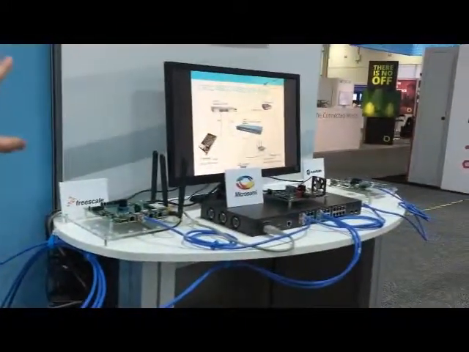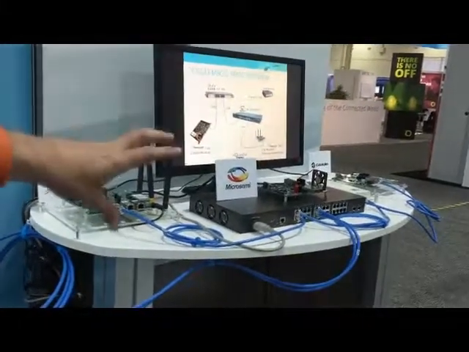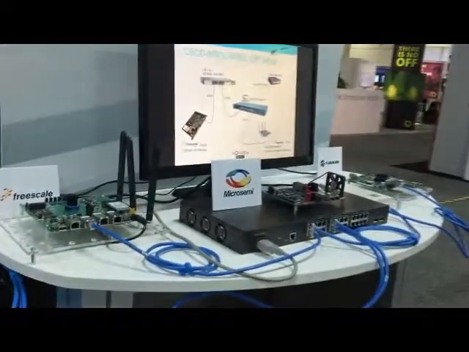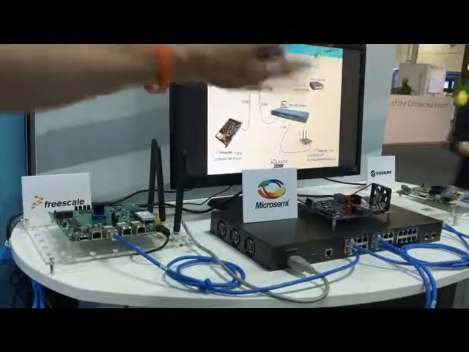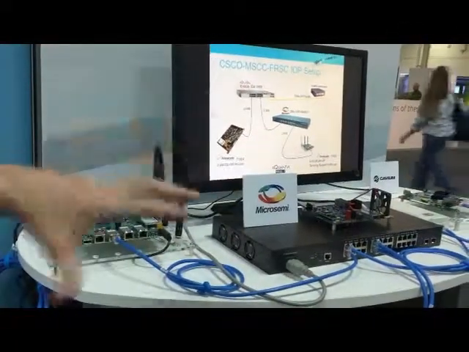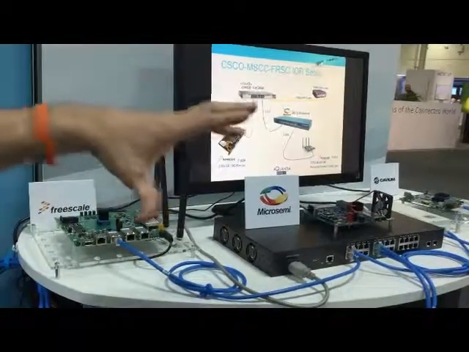But you notice that we have access point reference designs from Cavium and Freescale, and both of these are NBASE-T capable. So this is 2.5 gig or 5 gig at each of the access points. So we're actually being able to show this technology in action here at the show.